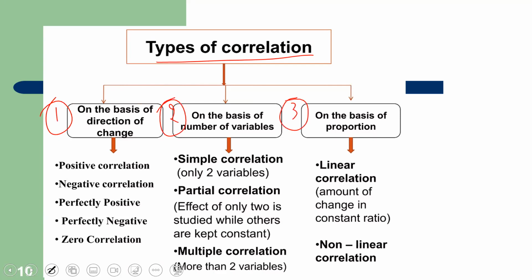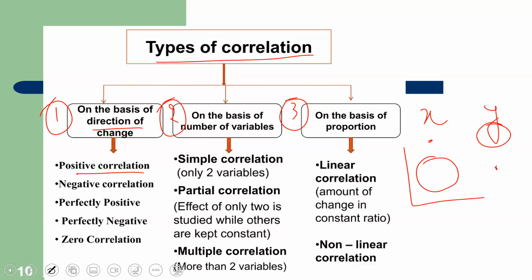On the basis of direction of change. Okay. Means that if this is X and this is Y, if I make a small change here, there will be a big change there. If I make a big change here, there will be a small change. Okay. So there is a direction of change, whether it is a positive correlation or a negative correlation, a perfectly positive and a perfectly negative. Okay. What is perfectly positive and perfectly negative? I'll see what it is. Then we have zero correlation, which means there is no relation between the variables. That is the zero correlation.